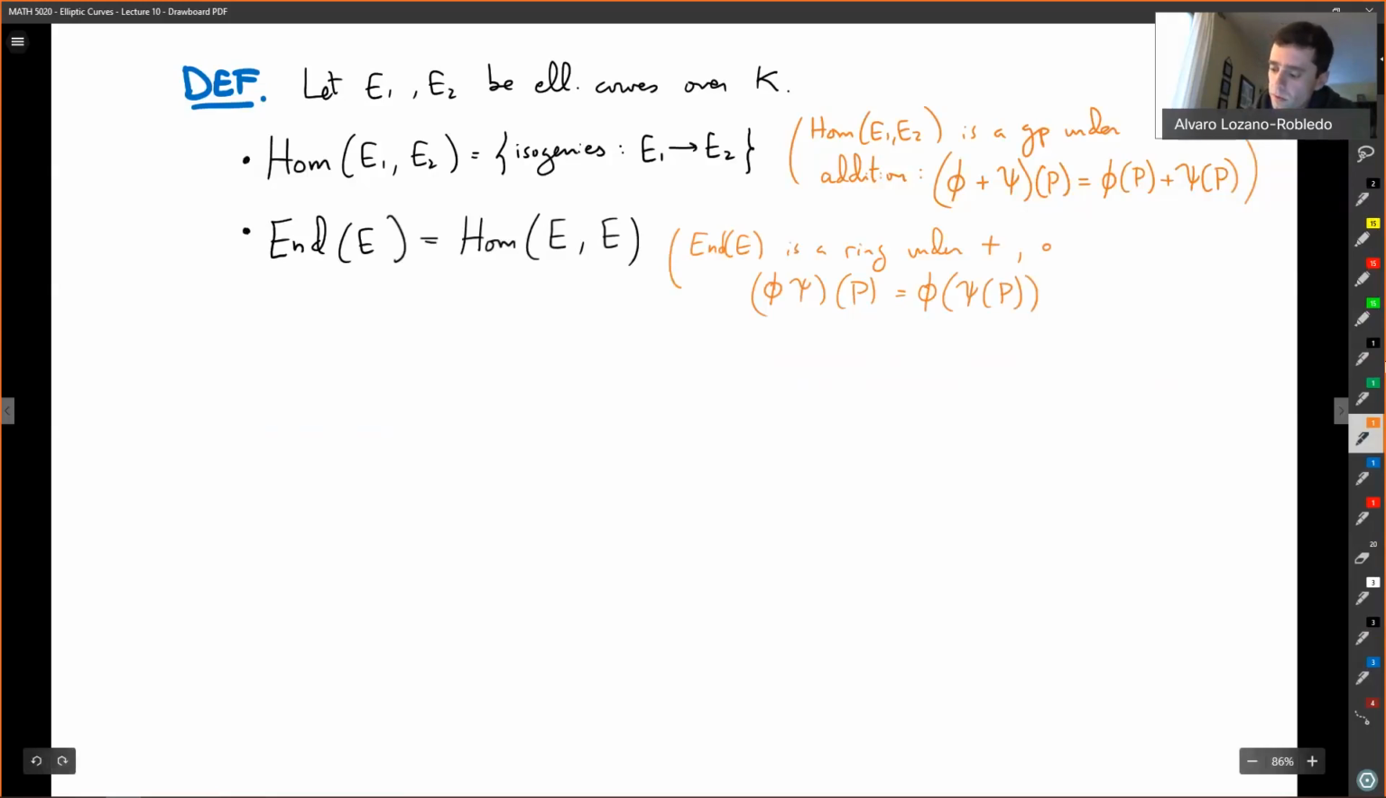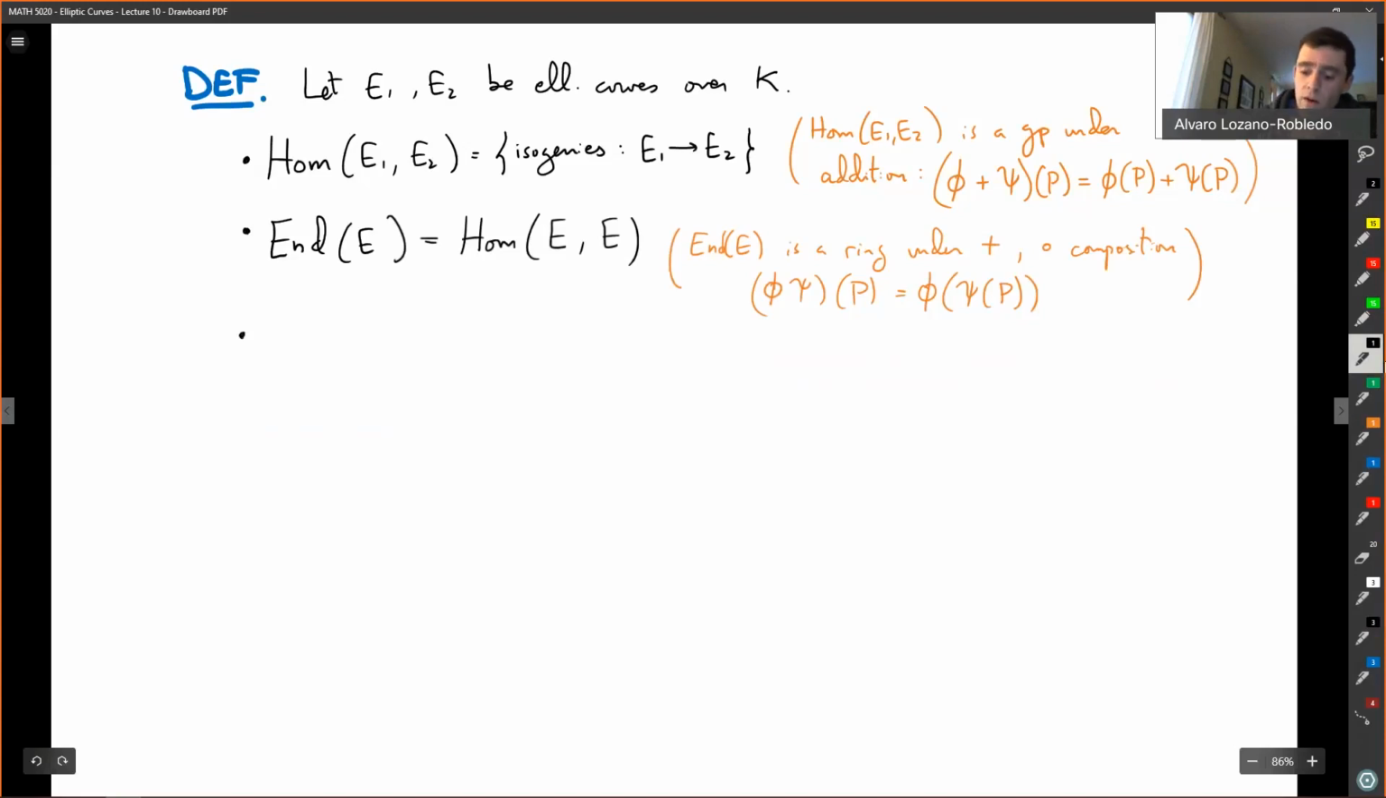Okay. Notice that I do get a new hom from E to E if I compose, but the composition does not necessarily need to be commutative. And in some cases, it will not be commutative. We have already seen examples of endomorphisms. I'll give a few more examples in a moment.